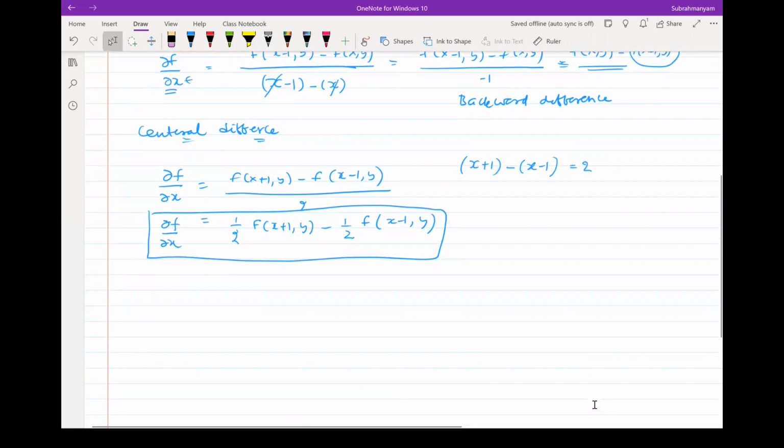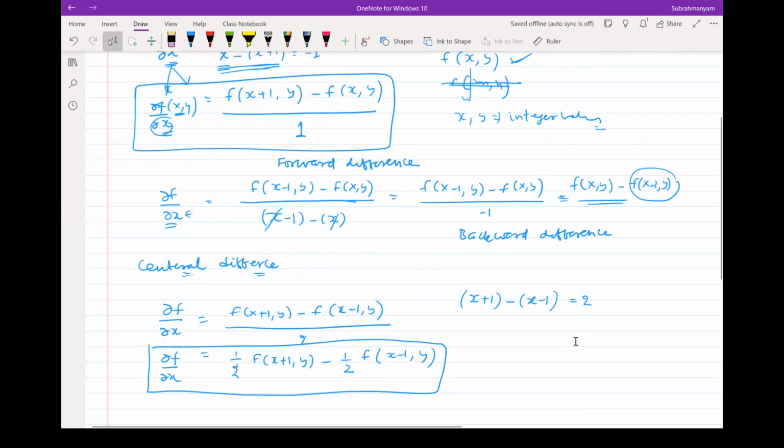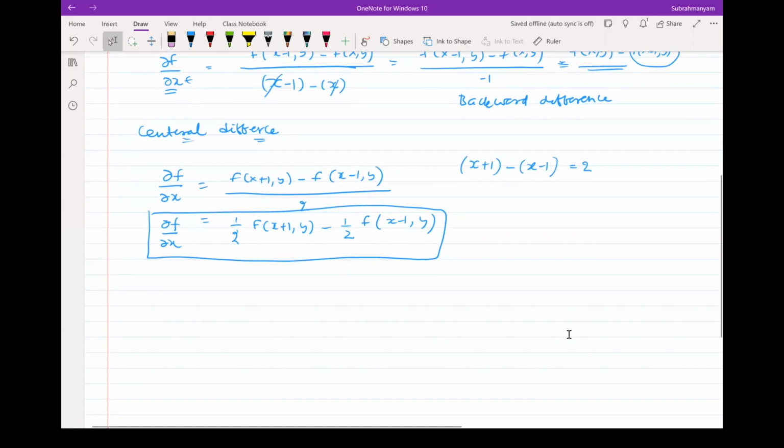Of course, by change of variable, I leave it to you to write dou f by dou y. Let me just write the forward difference for dou f of xy by dou y. I'm dropping the f of xy here. It is f of x comma y plus 1 minus f of x comma y. That's it, right?